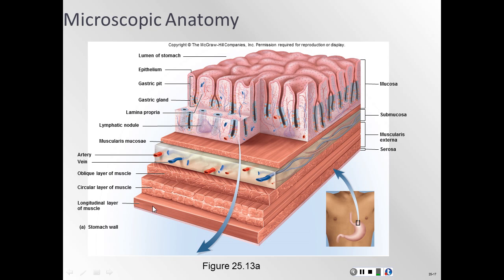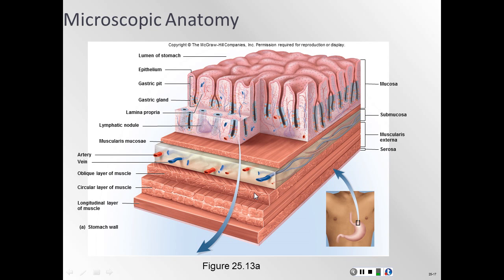Here's your outer longitudinal layer. Here's our middle circular layer, and here is our internal oblique layer. And this makes up our muscularis externa. Alright, and then we have our serosa layer that covers the entire stomach.